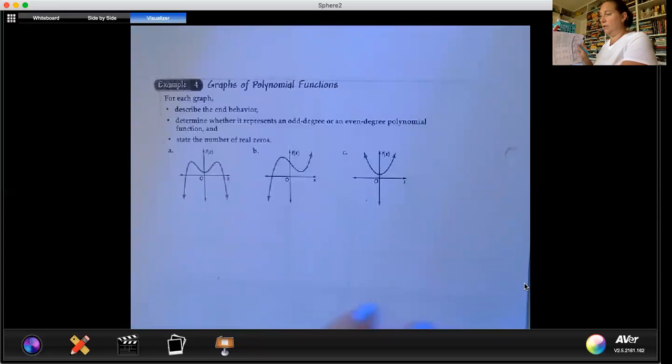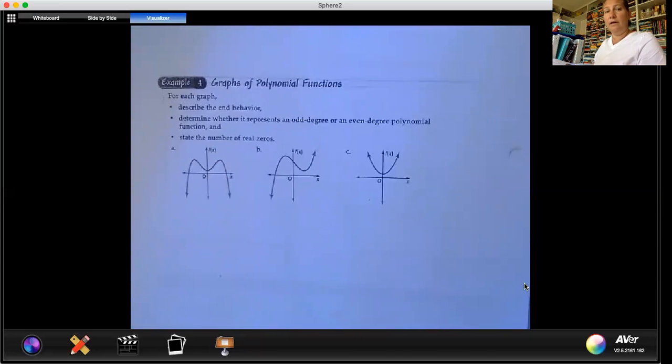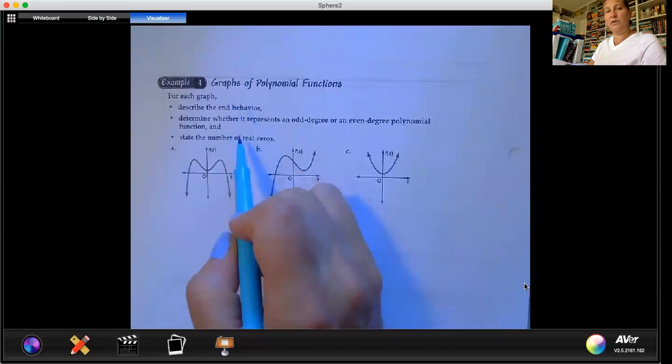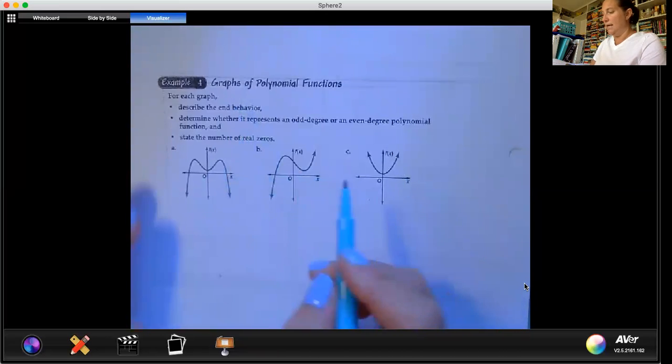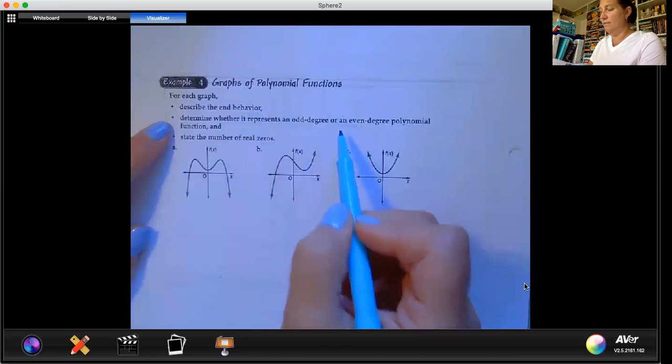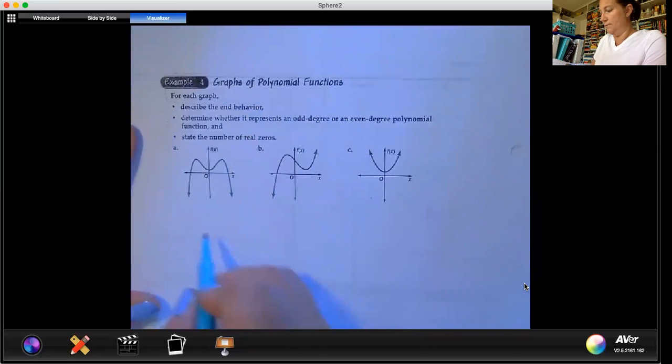And now we're going to look at these last three examples here at the bottom. Again, your instructions are there. You're going to need to copy the graph. So take just a minute and do that. And we are going to find the end behavior, even or odd, and the number of real zeros.